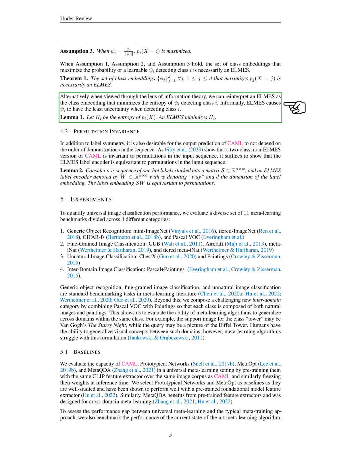When viewed through the lens of information theory, we can reinterpret an ELMS as the class embedding that minimizes the entropy of a detector detecting class I. Informally, ELMS causes a detector to have the least uncertainty when detecting class I.